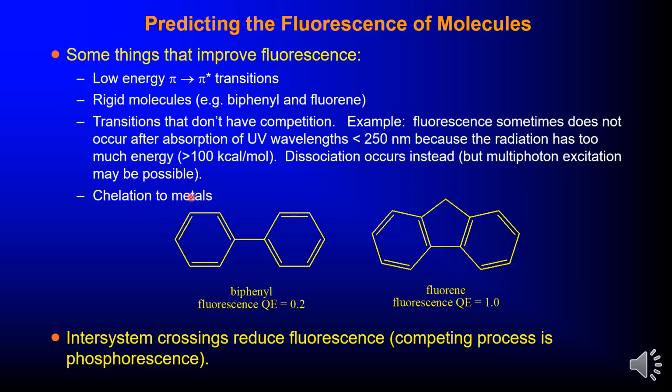Chelation to metals also improves fluorescence. Inter-system crossing reduces fluorescence. Inter-system crossing always reduces fluorescence, because if there is inter-system crossing, then we have phosphorescence.